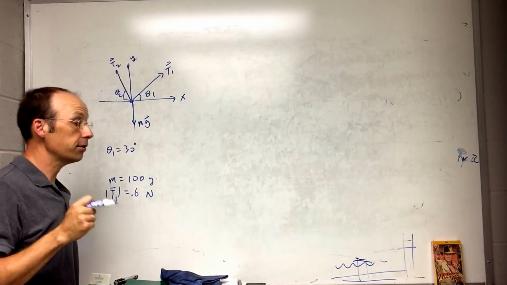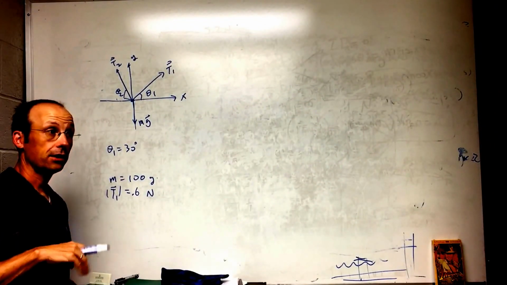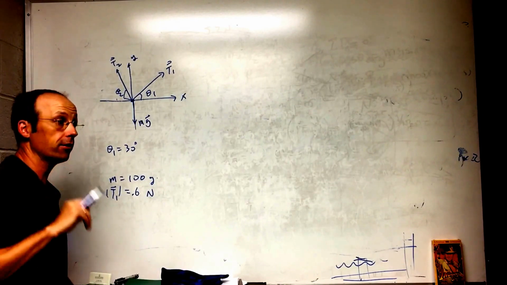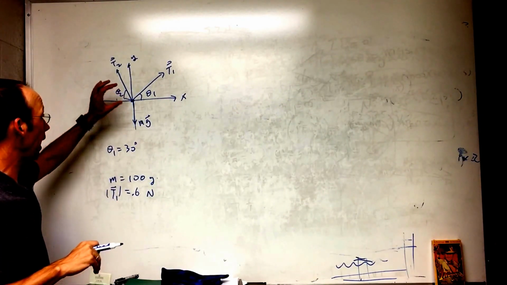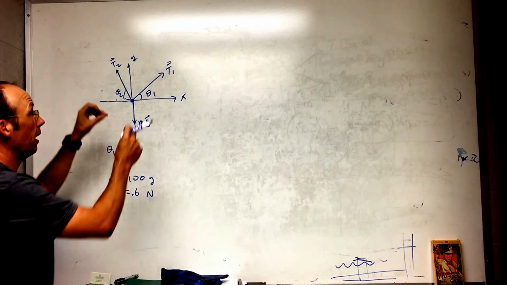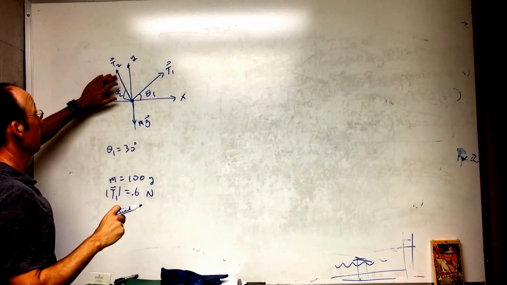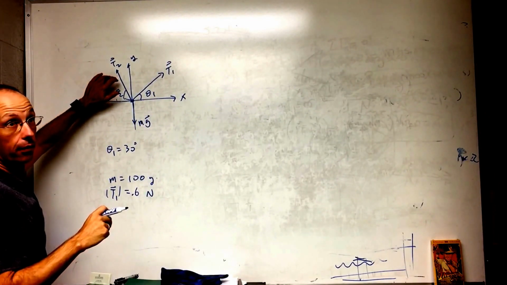Okay, let's look at a simple vector addition equation similar to what you would be doing in lab. So here's the situation. I have a 100-gram mass hanging down, and then I have two spring scales pulling it up. And I want to find the force of this spring scale right here.